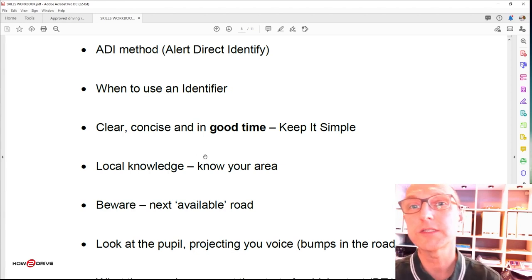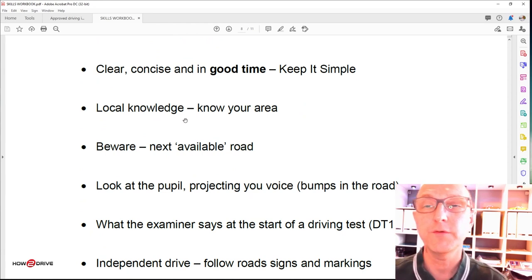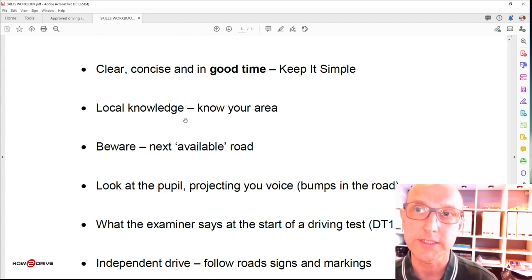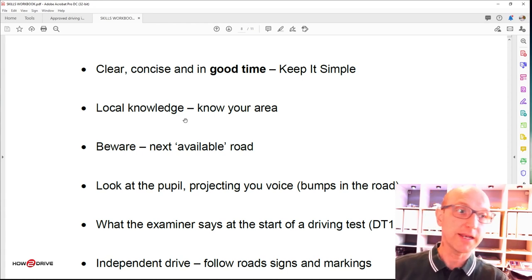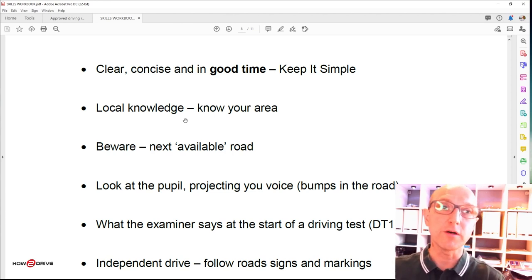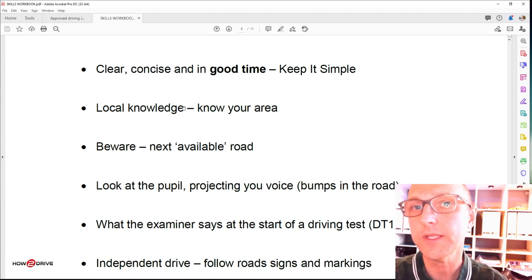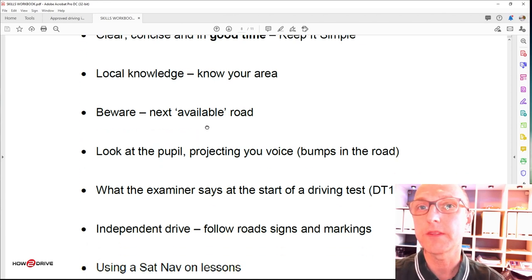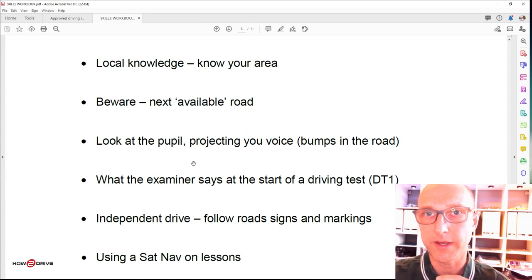We've talked about having good local knowledge, know your area. Avoid things like closes and cul-de-sacs, that will help you. Maybe if you're new to the area or new to the job, use a sat-nav, have the sat-nav screen on in your car if you've got a built-in sat-nav, so you can identify where the closes are, where the cul-de-sacs are. If you get lost, or your pupil takes a wrong turn, you know how to get round the houses back to where you want to be, so you don't get that sinking feeling of not knowing where you are. Okay, so be aware of next available road, we've talked about that.